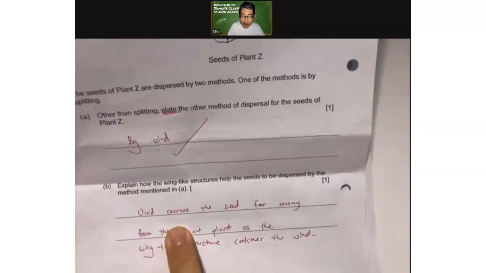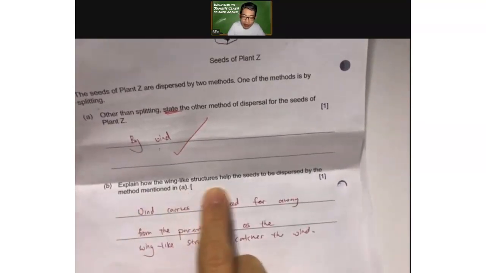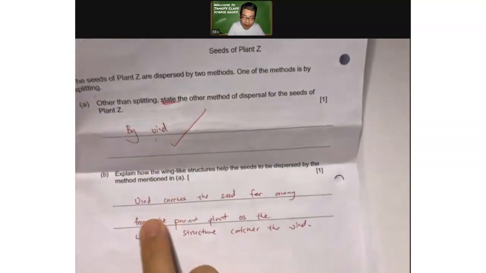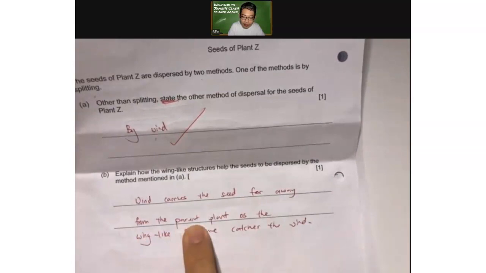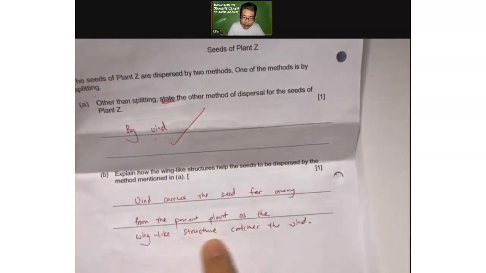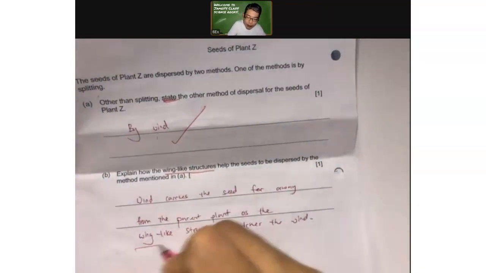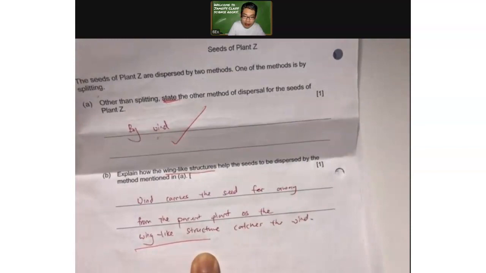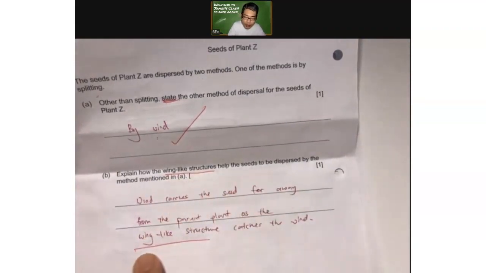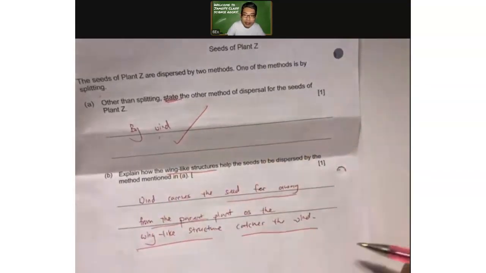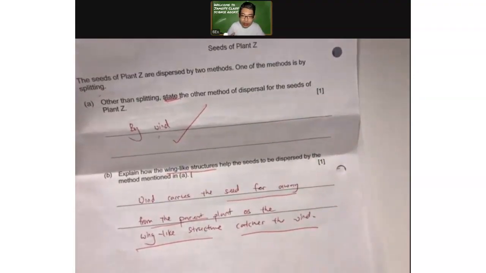Now the second part requires you to explain. Explain how the wing-like structures help the seed to be dispersed by the method above. This part is an explanation. Wind carries the seed far away from the parent plant, as the wing-like structure catches the wind. So if you talk about wing-like structure, the words wing-like structure must appear in your answer. As you explain how wing-like structure helps the seed, you must talk about wing-like structure, catch the wind, disperse far away from the parent plant. These are the key words you must use to show you understand this concept.